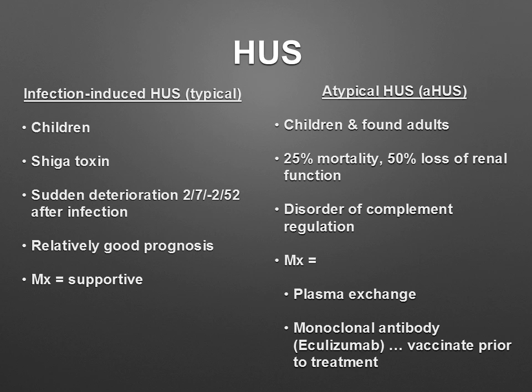The infection-induced HUS or typical HUS is seen in kids, and it's also termed D+ HUS, and this is all about Shiga toxin-producing bacteria. The most common one they describe is the E. coli O157. Essentially, you're going to have a kid who has a diarrhea-type illness, and 2 days to 2 weeks later, they're going to have the sudden deterioration.